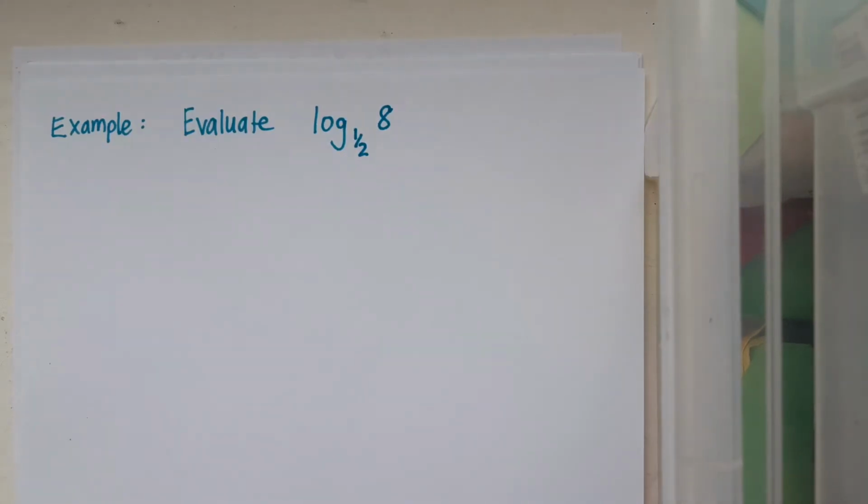Let's look at one more example. I want to evaluate log to the base a half of 8. I'll let this expression equal x. And now I'll draw in my arrows to remind myself of how the flow of the equation goes, and I'll create my exponential equation. If you're feeling confident, pause the video here and try this yourself.